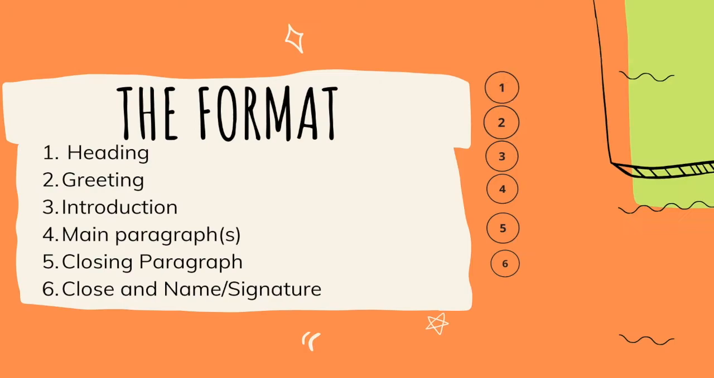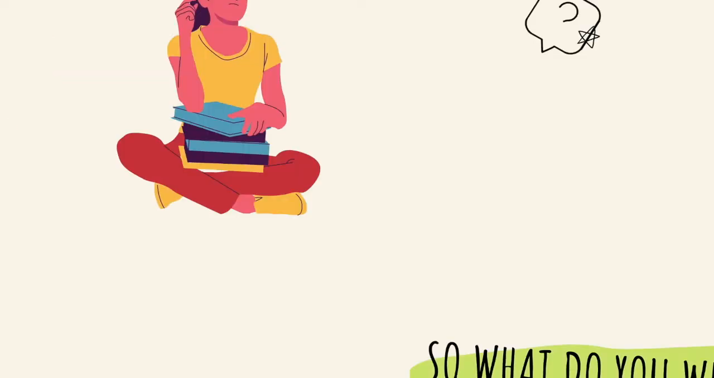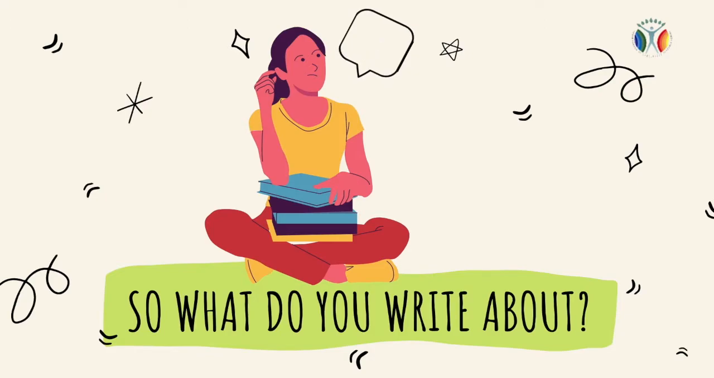Although the contents of a cover letter will depend on the job position that you're applying to and also your experiences that you want to highlight, a cover letter will usually follow a standard format. It will usually have a heading at the top, which includes your information and the information of the place you're applying to. It will be followed by a greeting, an introduction paragraph, a main paragraph, a closing paragraph, and a close including your name and signature. With that all being said, you're probably wondering to yourself, so what do I write about?